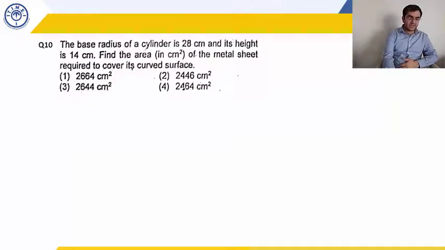Okay, let's move to the next question. Very basic question, but you need to be clear what you need to calculate. Base radius of a cylinder is 28, height is 14. Find area of the metal sheet required to cover its curved surface. So you have a cylinder and you want to cover its curved surface. So what do you need to do? Please take 30 seconds.